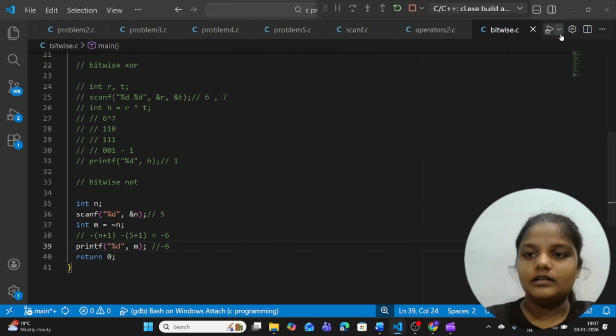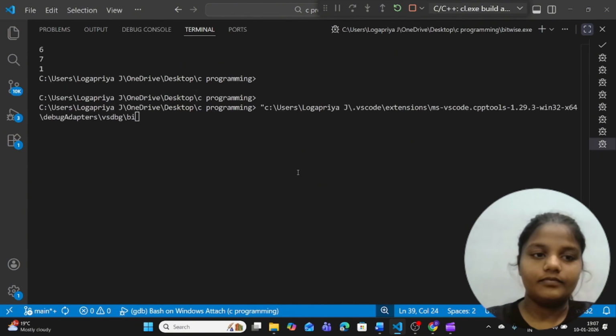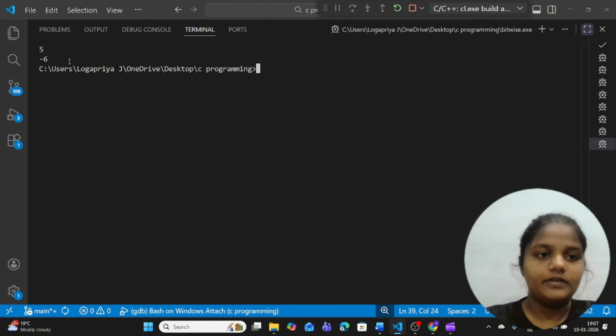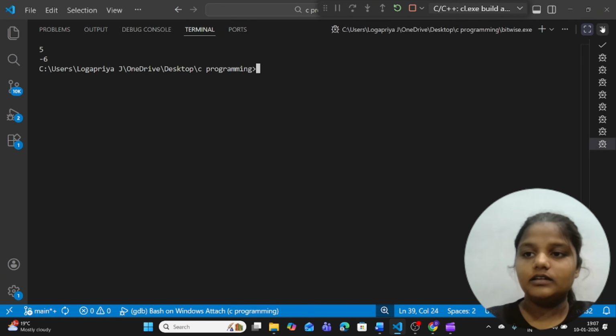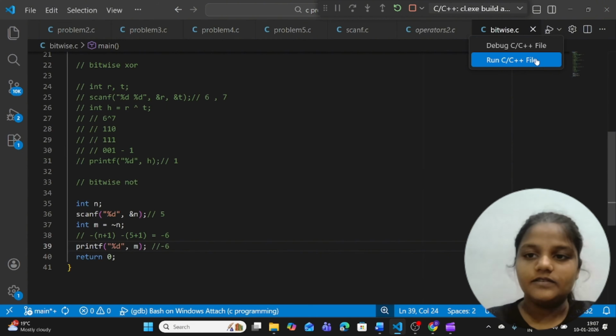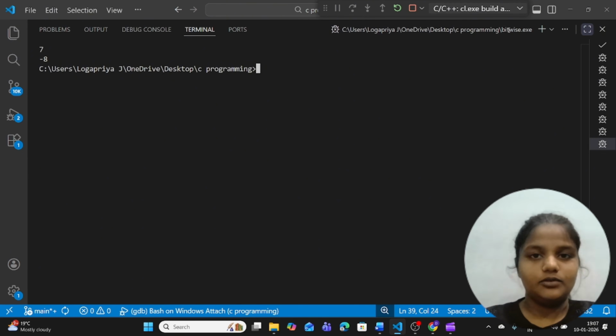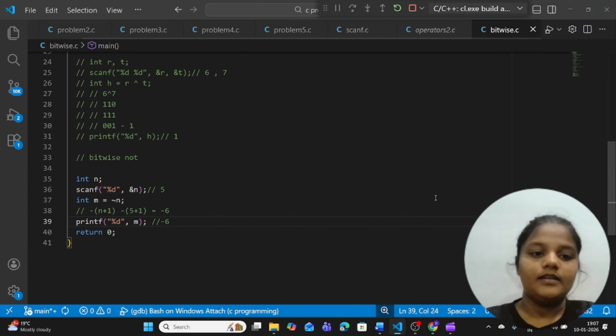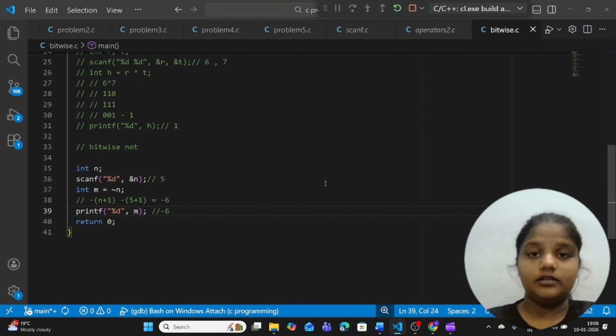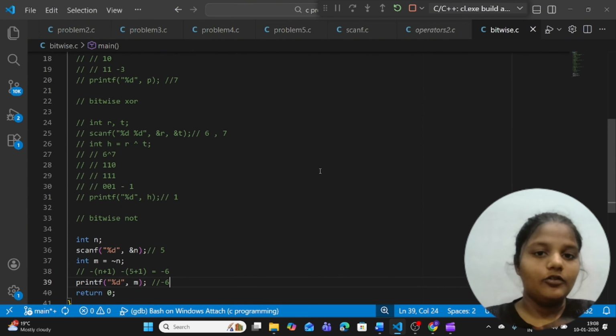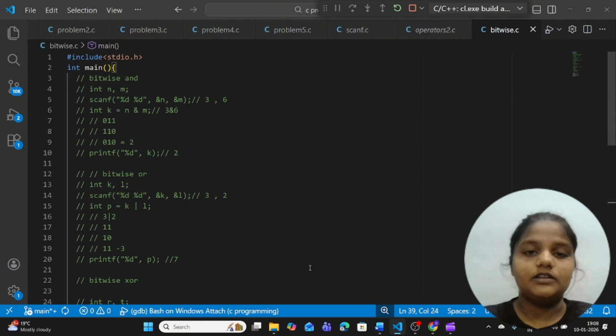Okay. If we run this, 5, minus 6. Okay. If I give 7, the output will be minus 8. Okay. So this is for the bitwise NOT operator. Hope you understood these sums and explanations.